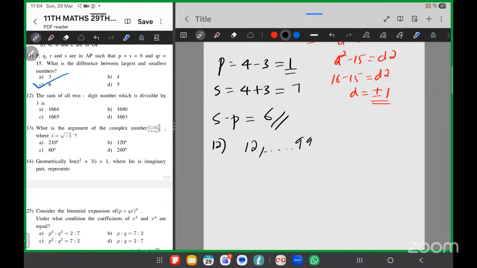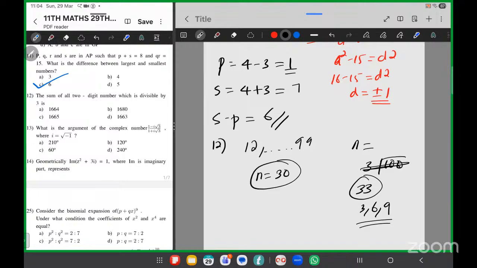So we have to find out n, the value of n. So 100 divided by 3 become 33. So there are 33 numbers, out of which we have to avoid 3, 6, 9. So remaining will be there. So n equal to 30.